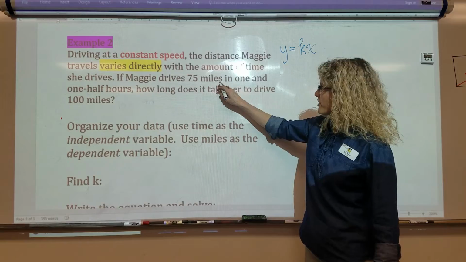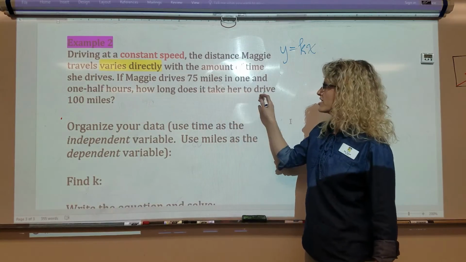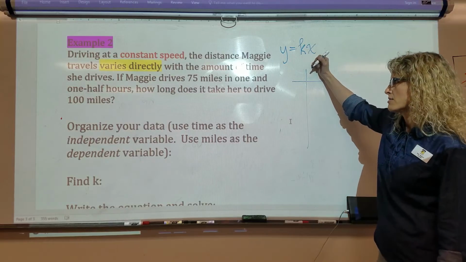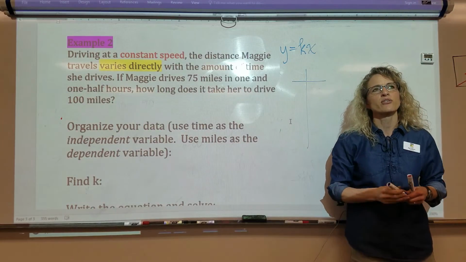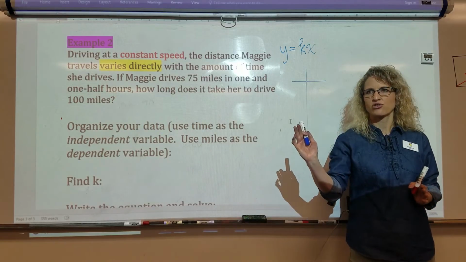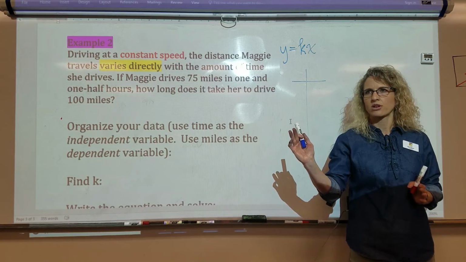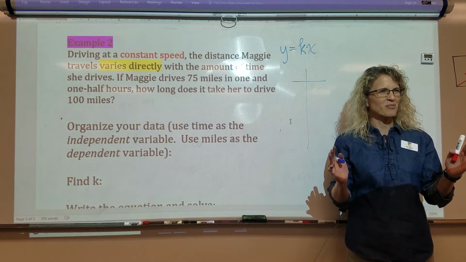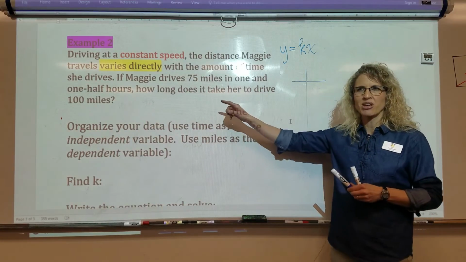Maggie drives 75 miles in 1.5 hours. How long does it take her to drive 100 miles? So let's make a table. This is where I have to think. Does time happen first, or does distance driven happen first? Or is it the distance, then the time? Sometimes they seem interchangeable, so I'm going to peek ahead and read.